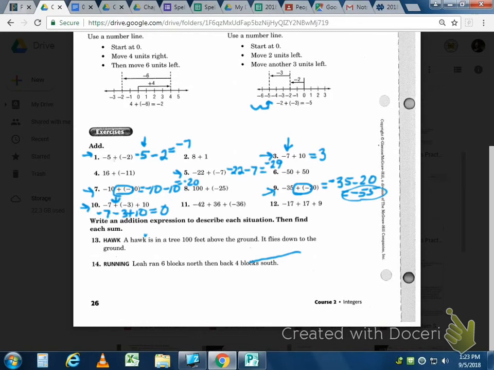Now, number 12. Nope, I'm off track. I did the wrong one there, didn't I? Oops. Let's look at number 11. Look at number 11. Does anybody see anything you could do with number 11 to make that a really, really simple problem?